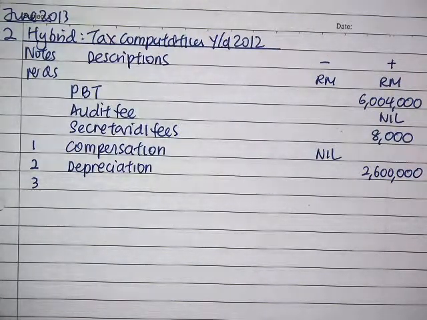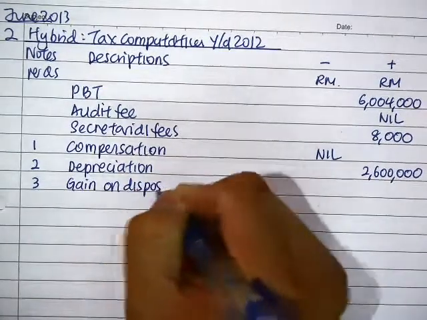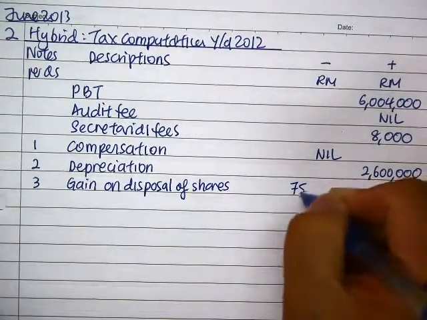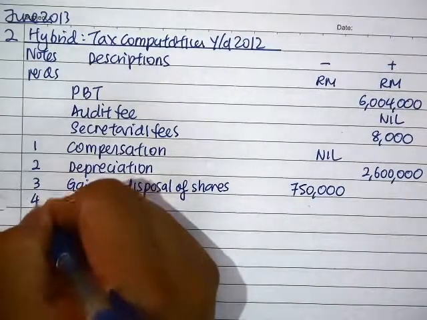Okay, note 3. What is note 3? HSB disposed some shares which had been held for investment. I don't see any number, so just look back into the P&L and see what's note 3. You see note 3 is gain on disposal of shares. Now when you dispose of an investment, the gain is what? Capital, right? So in that case, what do you do? You minus. So gain on disposal of shares, minus 750.